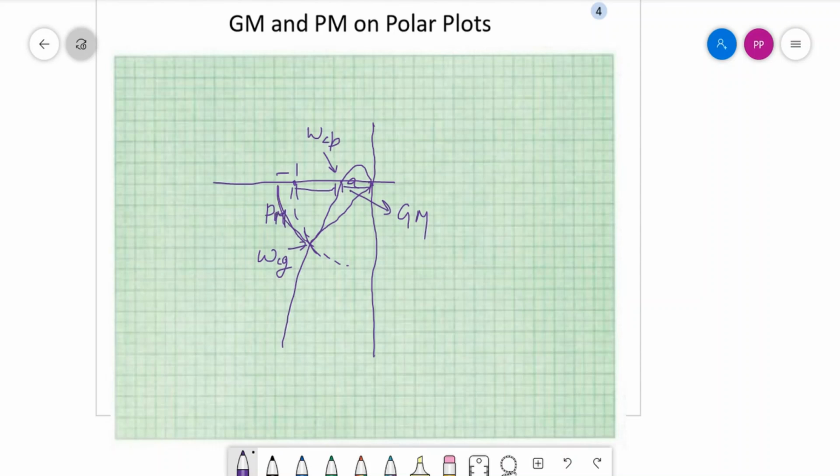Let us try the same on Bode plot. One thing very important I would like to mention at this point: here we are starting from omega equal to 0, and here we are reaching omega tends to infinity. So gain crossover frequency is a lower frequency than phase crossover frequency for a stable system.